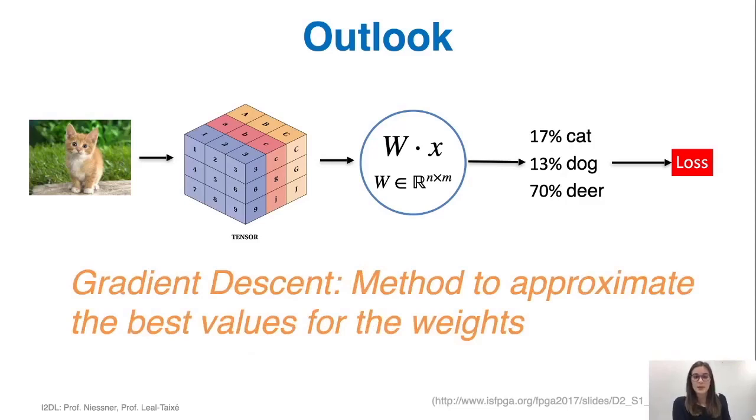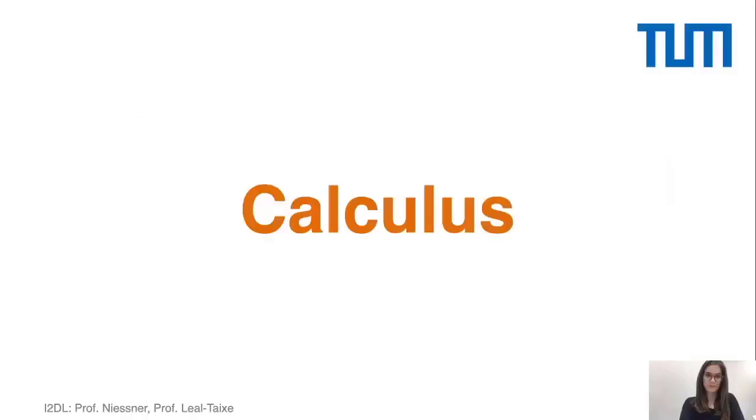And this is exactly what I talked about. This method, which is using derivatives and the chain rule essentially, because we have large neural network structures, is a method to approximate the best value for the weights of our neural network. And this method is called gradient descent, and mathematically seen, it's pretty easy because it's just a derivative and the chain rule. So nothing more is happening.